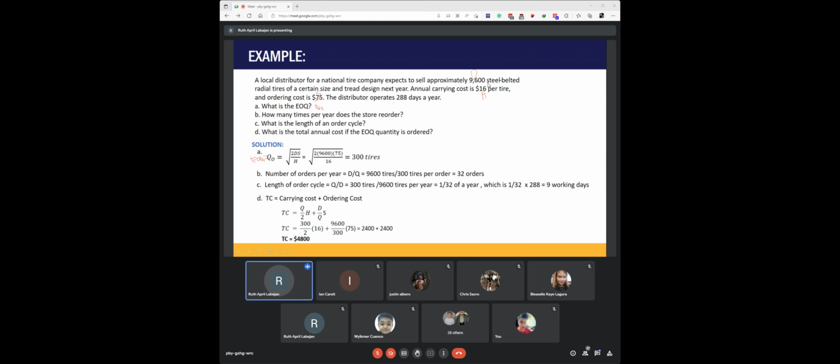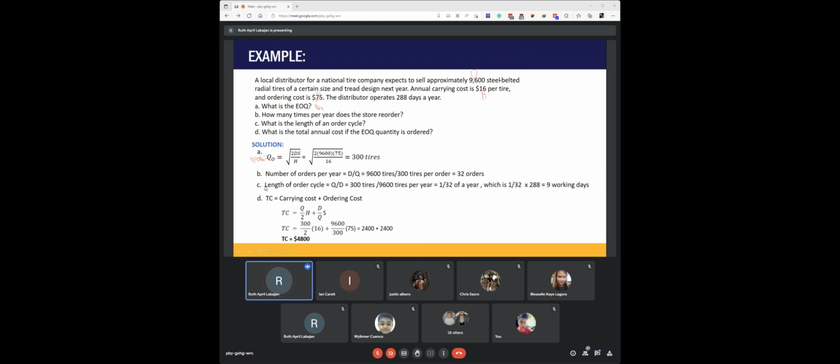Now, because you need 9,600 tires in a year, that's the annual demand, you just simply divide the 9,600 by the 300. It means to say, you will have to order 32 times in a year para makumpleto nimo ang demand na 9,600. Understood? Okay, so the number of orders per year is D over Q. That's demand divided by the order quantity. So 9,600 divided by 300 tires, it will give you 32 orders.